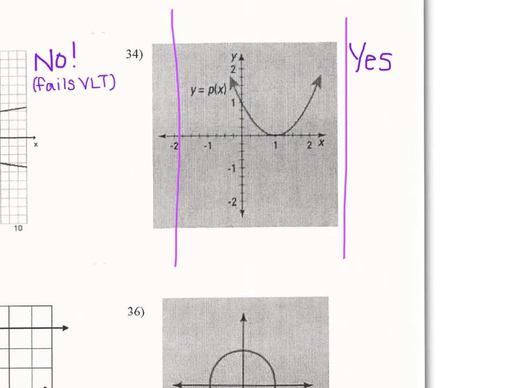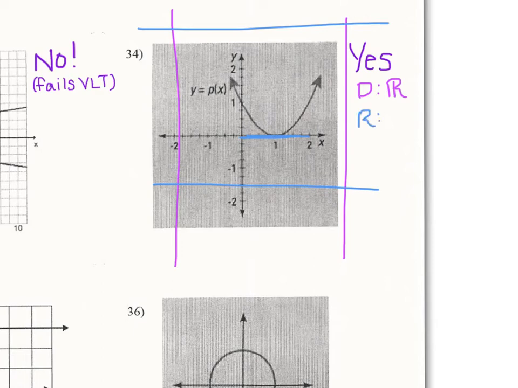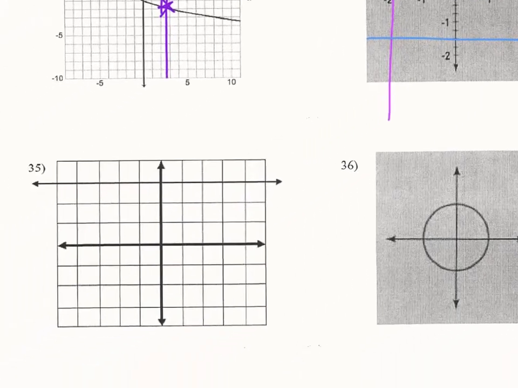So for my domain, it's going to hit everything, so I would say all real numbers. And then for my range, this one is actually really similar to the one right above it. I'm going to build a wall down here, build a wall up here. This will eventually hit the wall up above, so it's going to keep going upward, but it won't hit below. So then I ask myself, what's the lowest point on that graph? Lowest point is right here, which is again 0. So for my range, I would say all real numbers greater than or equal to 0. Okay, let's move down to 35.